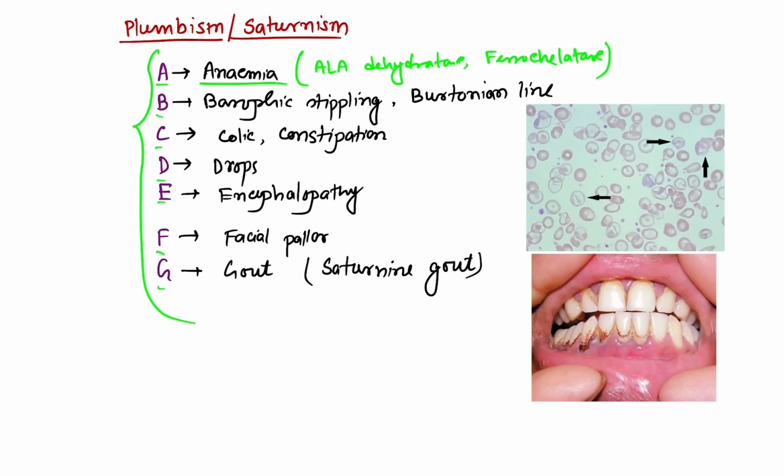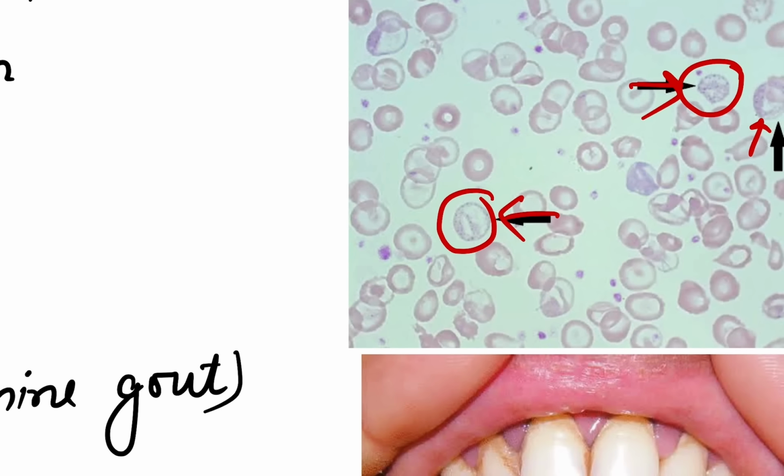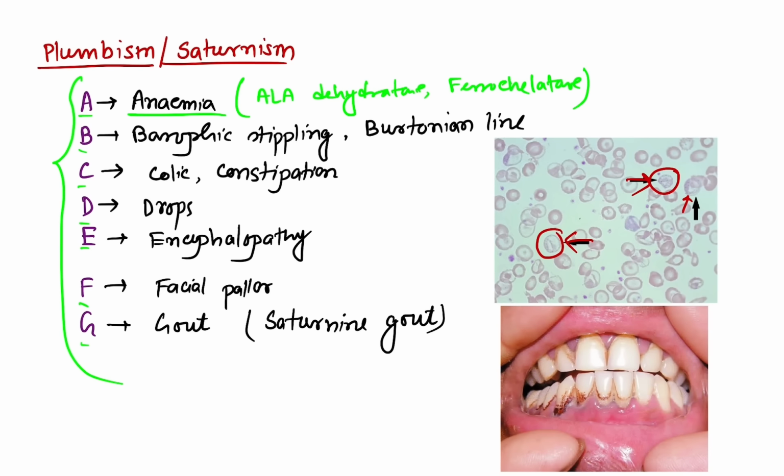Then B for basophilic stippling, as here you can see these RBCs are stippled with some basophilic material. So this is basophilic stippling. Then after basophilic stippling, B for Burtonian line. As you can see here, the bluish line or deposit over the gum, just below the gum. So this is Burtonian line due to lead sulfide.